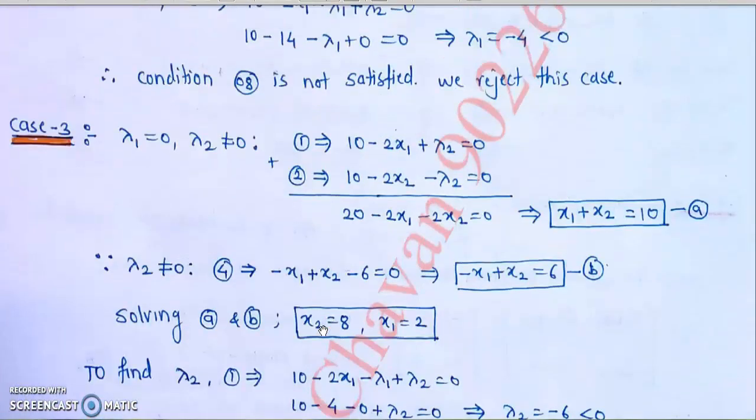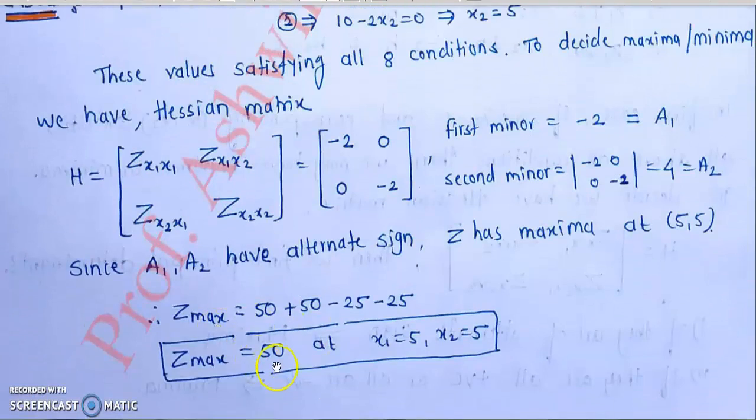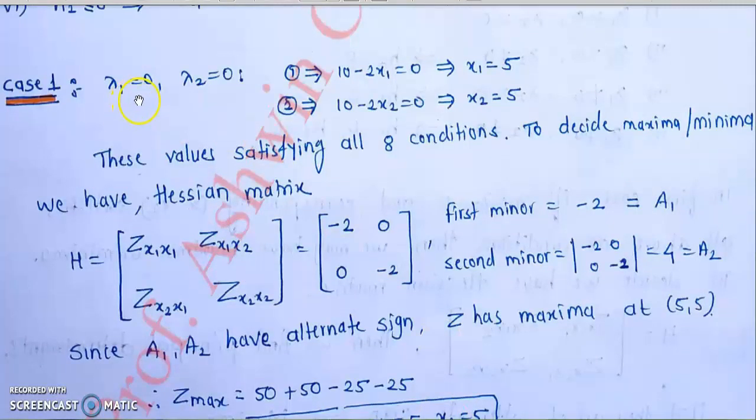We rejected the second, third and fourth cases. Only in the first case we got z maximum as 50 at x1 equal to 5 and x2 equal to 5, and the case was when both lambda 1 and lambda 2 equal to 0.